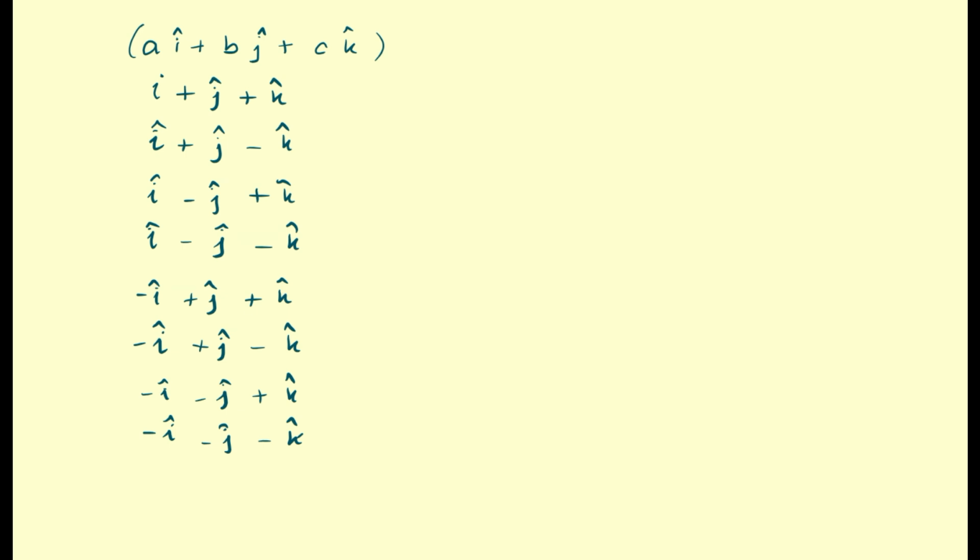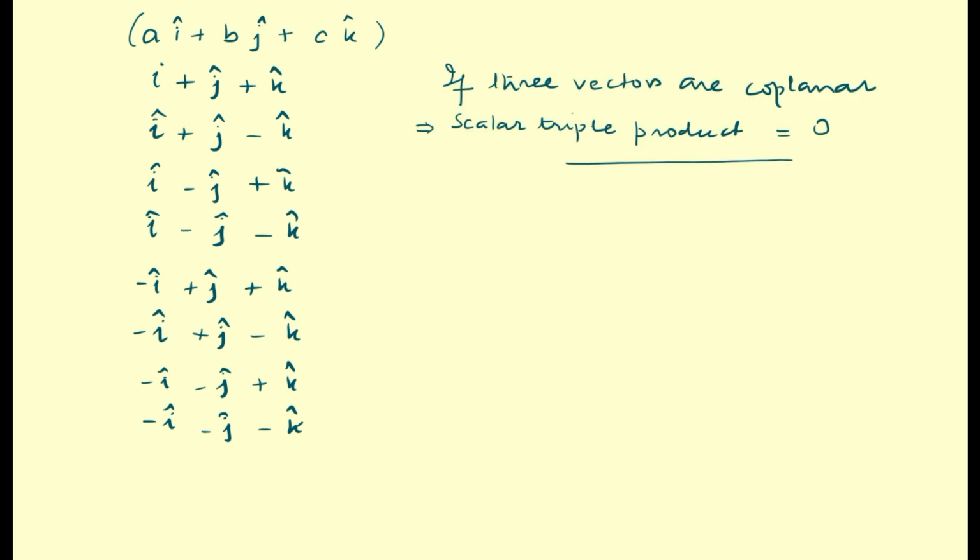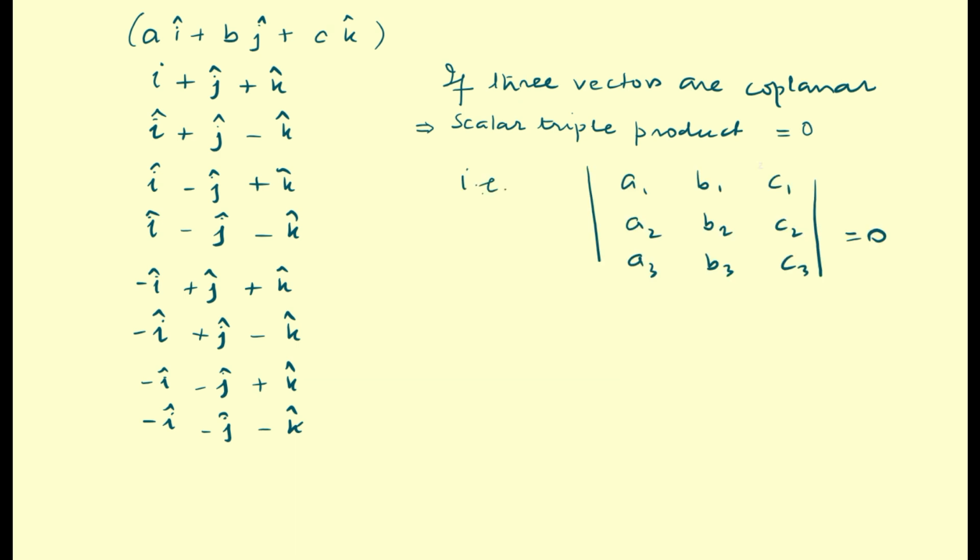We know for 3 vectors to be coplanar, their scalar triple product must be 0. So instead of finding the vectors which are non-coplanar, let's find those vectors which are coplanar, which means the determinant containing the 3 vectors' coefficients must be 0.